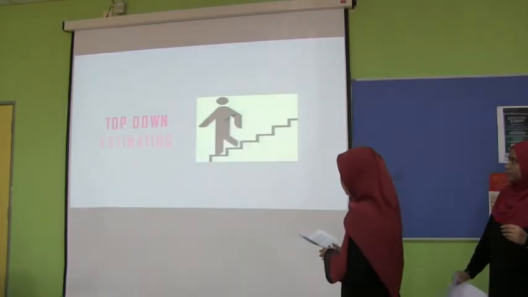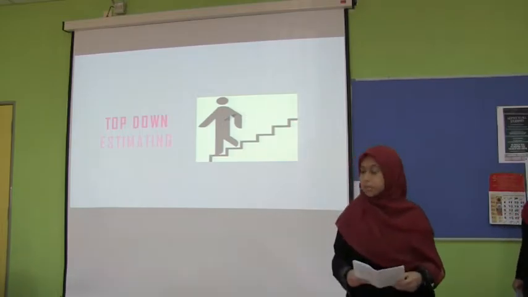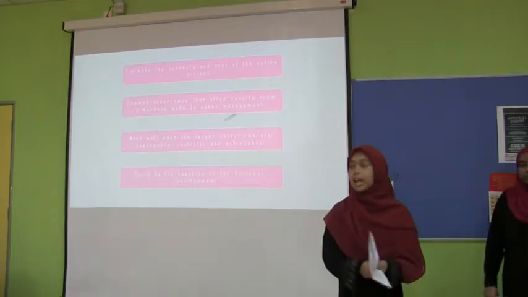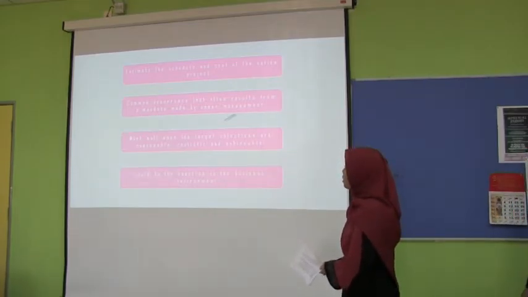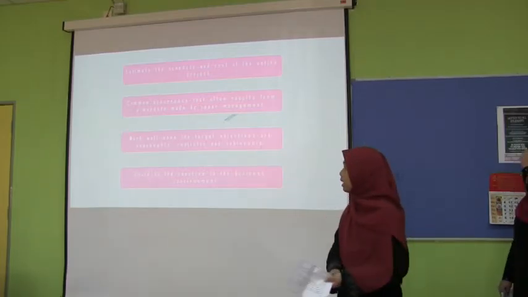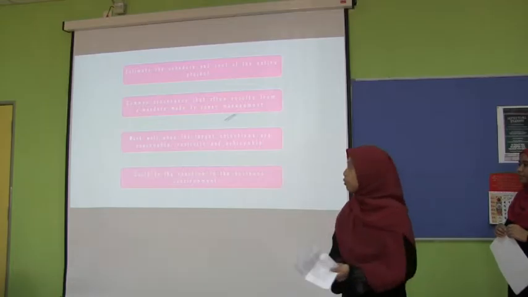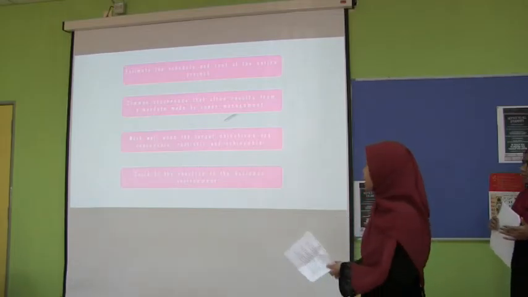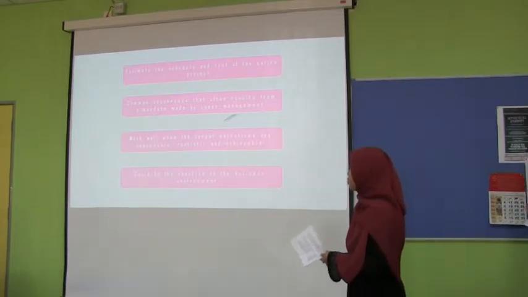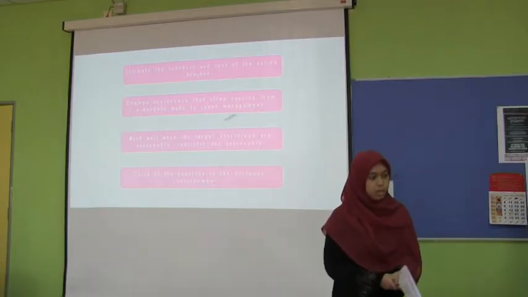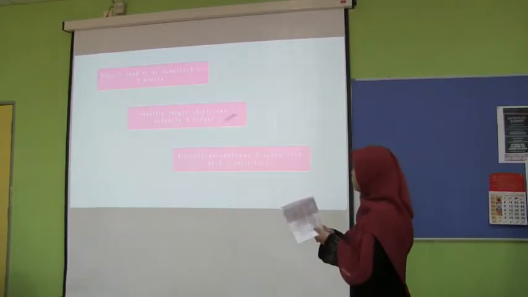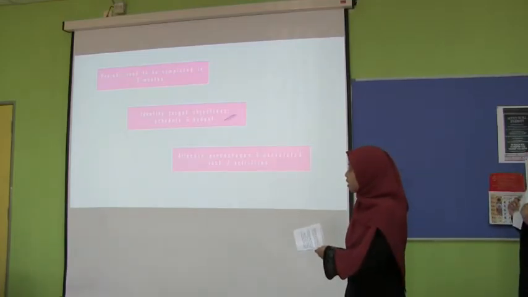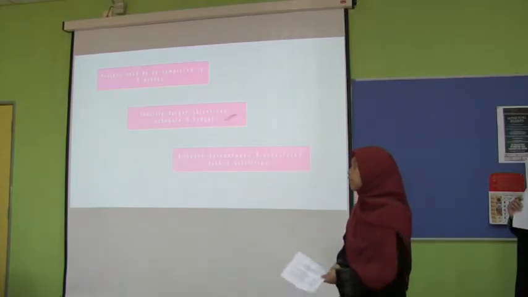Next. Okay, top-down estimating. Top-down estimating involves estimating the schedule and cost of the entire project in terms of how long it should take and how much it would cost. This is a very common occurrence that often results from a mandate made by upper management. The top-down approach works well when the target objectives are reasonable, realistic, and achievable. And it could be a reaction to the business environment. For example, when a project needs to be completed within 6 months, this is because of a competitor's selection to win the business of the customer.